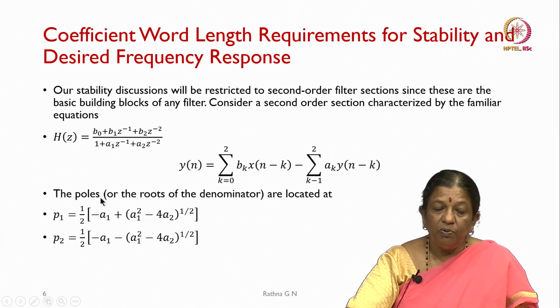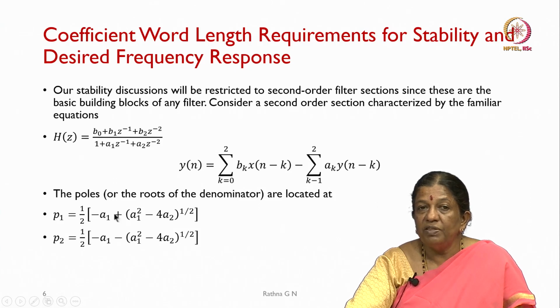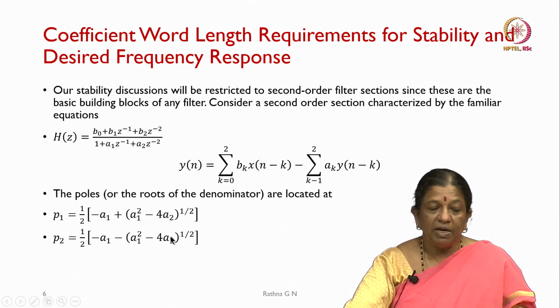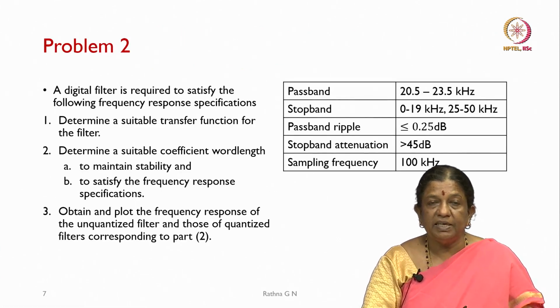So, we know that the poles, or the roots of the denominator, are located at p 1 is equal to half of minus a 1 plus the square root of a 1 squared minus 4 a 2, and p 2 will be the complex conjugate of p 1. So, what happens in this case?